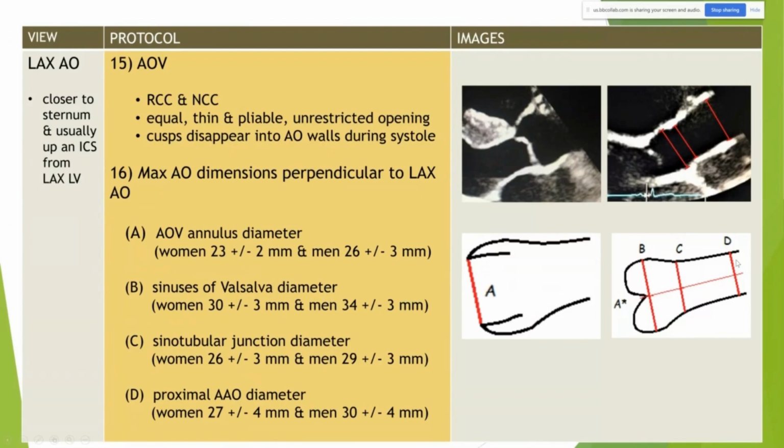So your aortic valve annulus diameter, this should be measured in mid-systole, just before you get to the aorta. Don't worry about the numbers for now. Just worry about what it looks like and where to measure it. The sinus of Valsalva, that's this structure right here. This is where you measure your aortic root. The sinotubular junction is right here, and the proximal ascending aorta is right here.